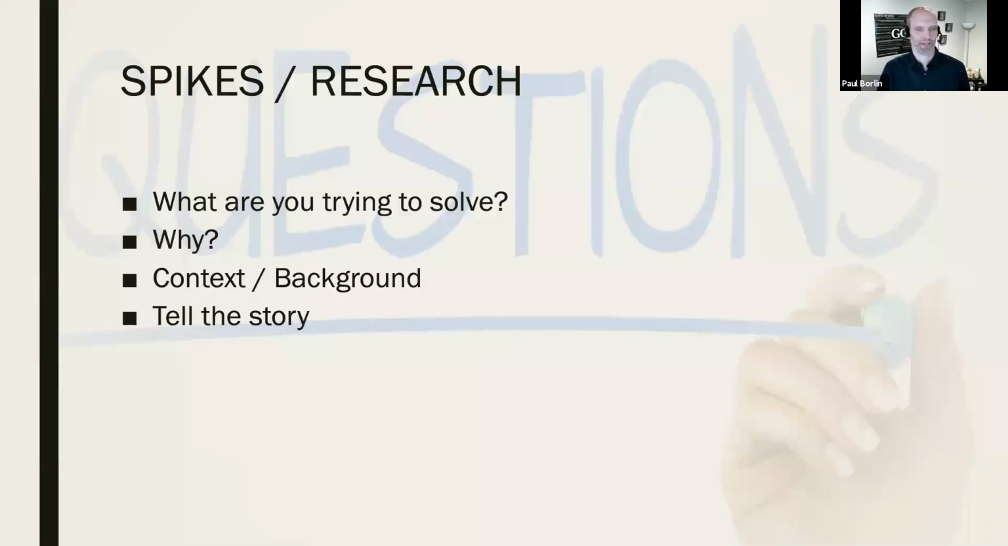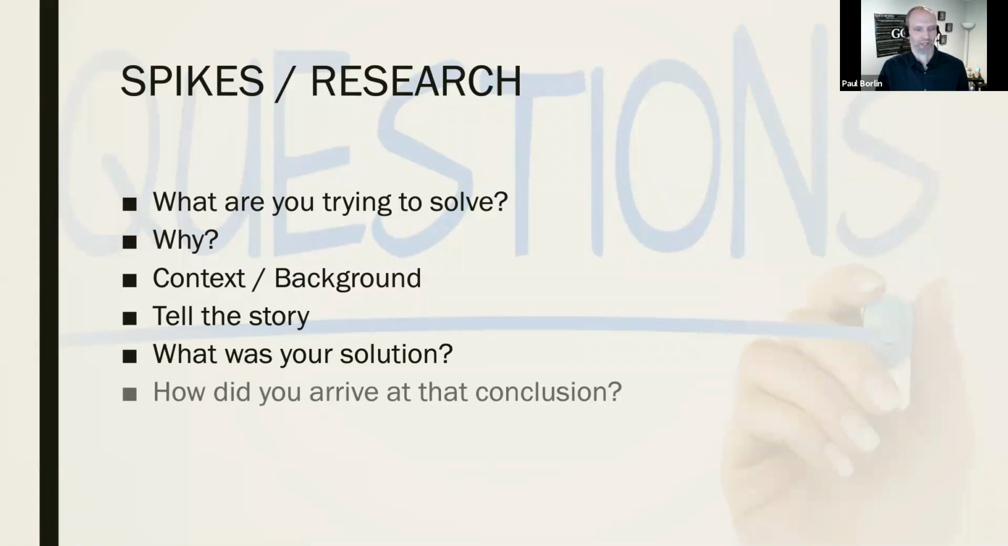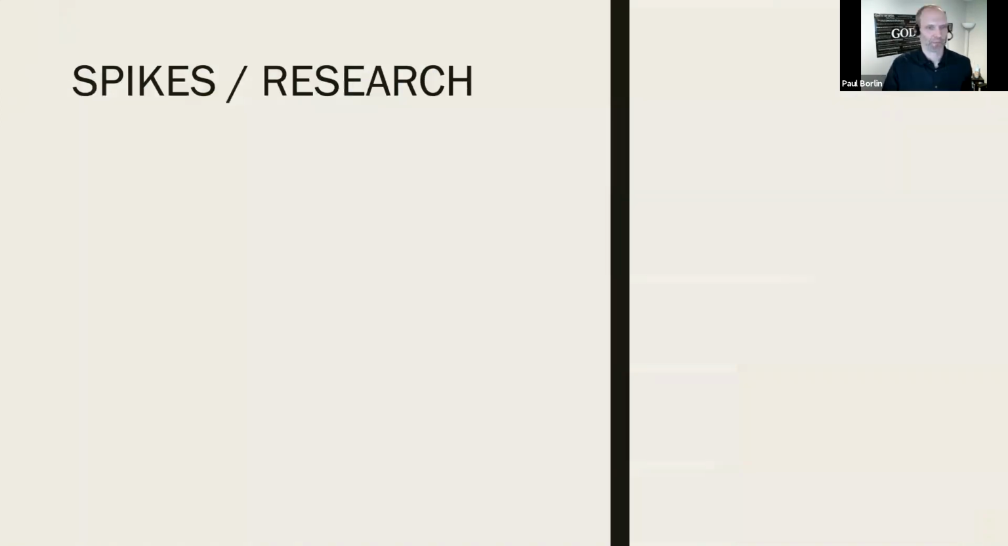Tell the story around it. What was your solution? How did you arrive at that conclusion? So give some decisions that you had to make during your spike research. Don't just say, ta-da, we chose Amazon, muckety-muck. Why? Why did you do that? How did you arrive at that? Now, again, we don't want to talk about the labor. We want to know the value, but it is valuable to know why you made the decision you made.